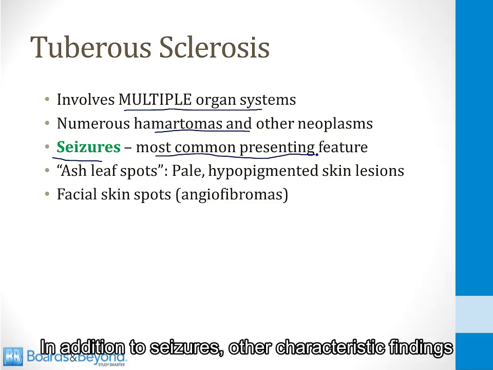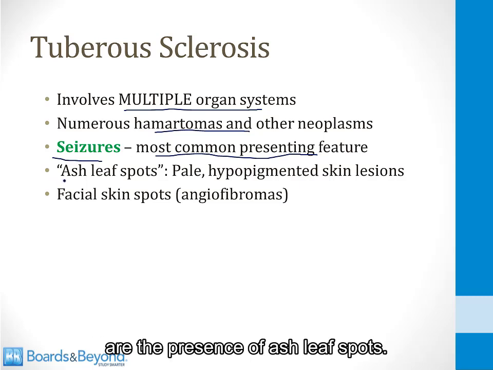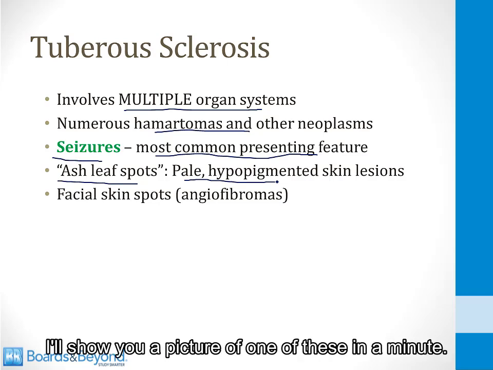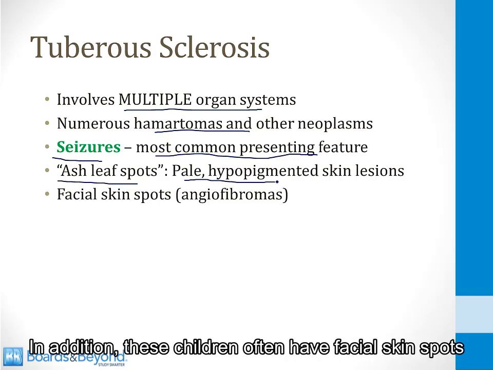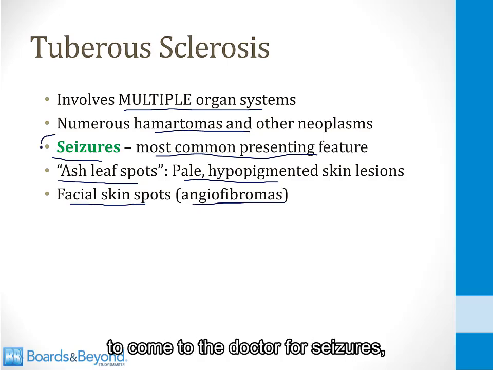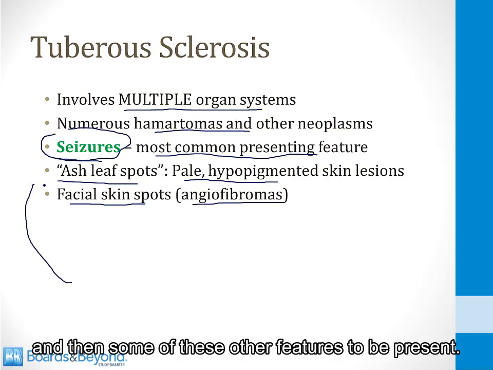In addition to seizures, other characteristic findings are the presence of ash leaf spots. These are pale hypopigmented skin lesions. I'll show you a picture of one of these in a minute. In addition, these children often have facial skin spots called angiofibromas. So the typical presentation is for a child to come to the doctor for seizures and then some of these other features to be present.